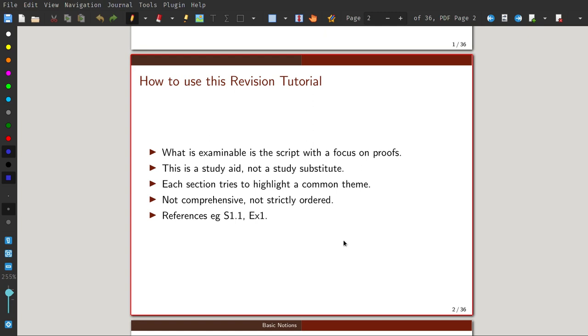So the idea of this revision tutorial is that this is a study aid, not a study substitute. Each section tries to highlight some common theme. In this course, many ideas and techniques are repeated in the different sections, and the purpose of this revision is to highlight this so you can recognize what the themes are. But what is examinable is in the script, with a focus on proofs. So this revision tutorial should be used in conjunction with the lecture recordings and the script to help you access that material better.